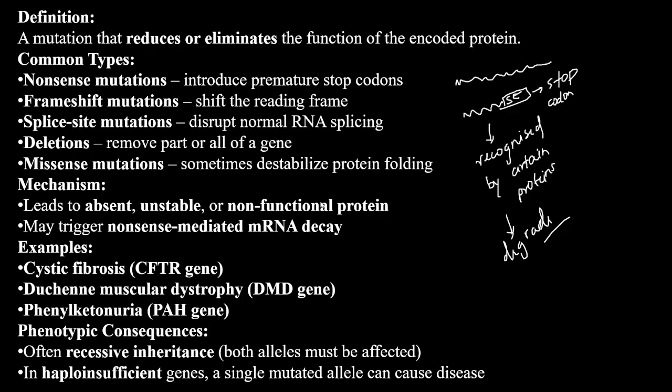Why is it called nonsense? Because there is a nonsense codon, a stop codon, that comes early in the mRNA transcript, and if this mRNA is translated to protein, your protein is going to be a truncated, non-functional protein. So these proteins will recognize this mRNA and degrade it. There are certain examples, for example cystic fibrosis, where CFTR is mutated, and DMD, where the DMD gene is mutated.